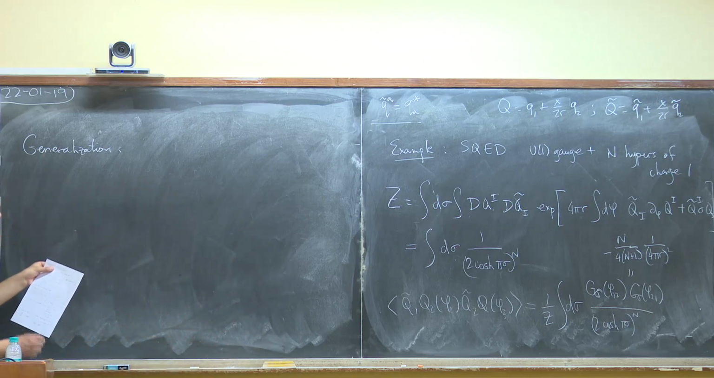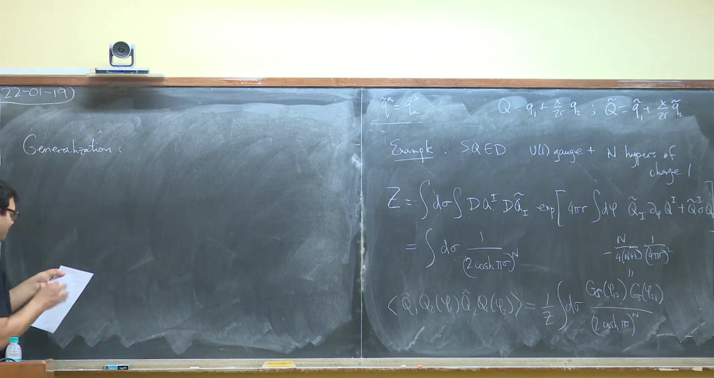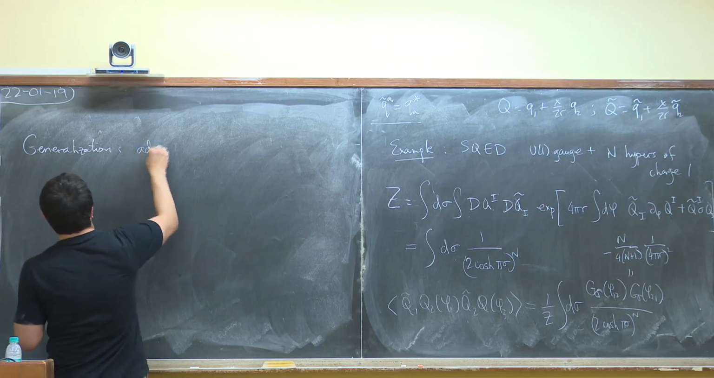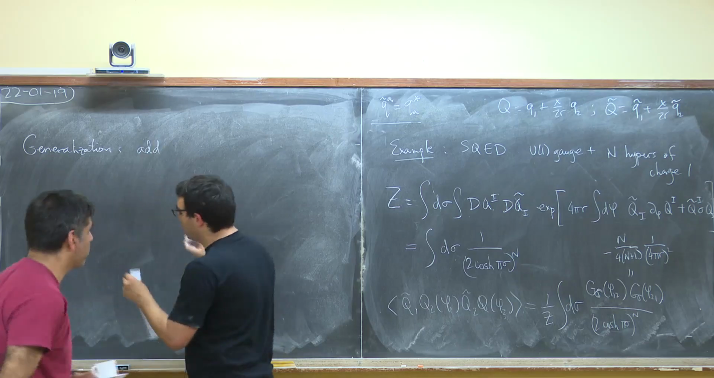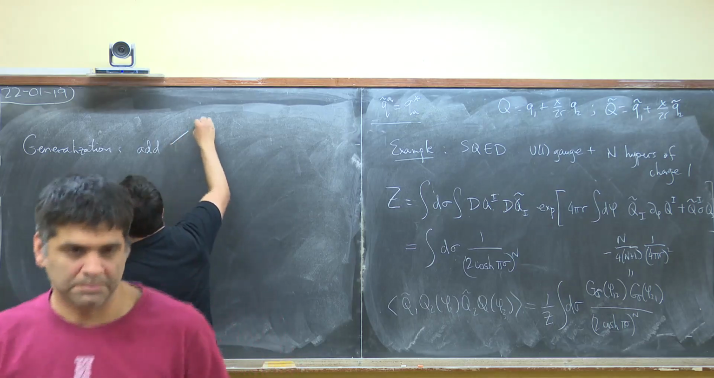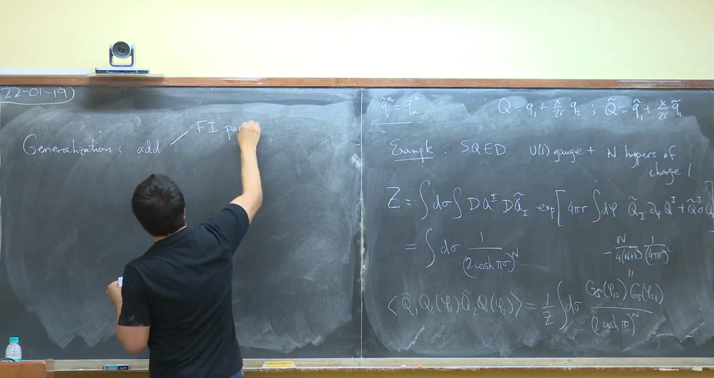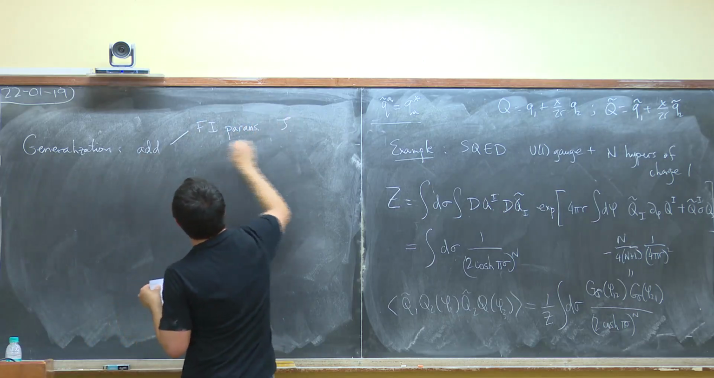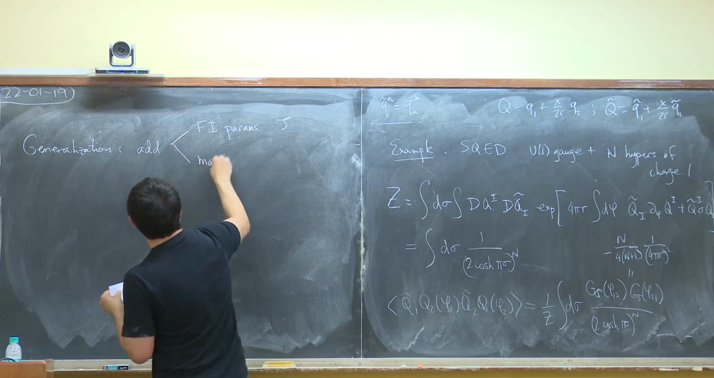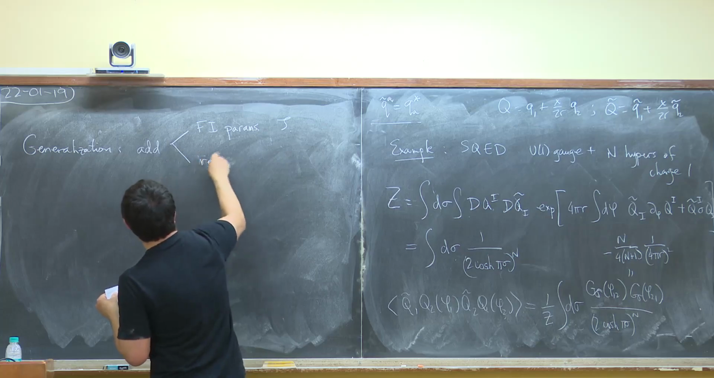One can make the theory not conformal. So one can introduce either FI parameters or mass terms, real mass.